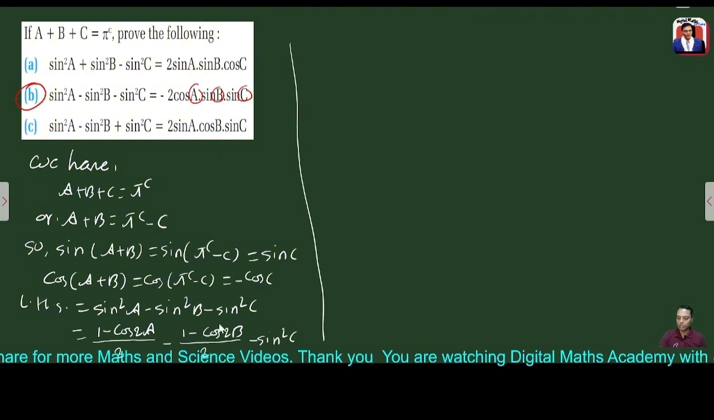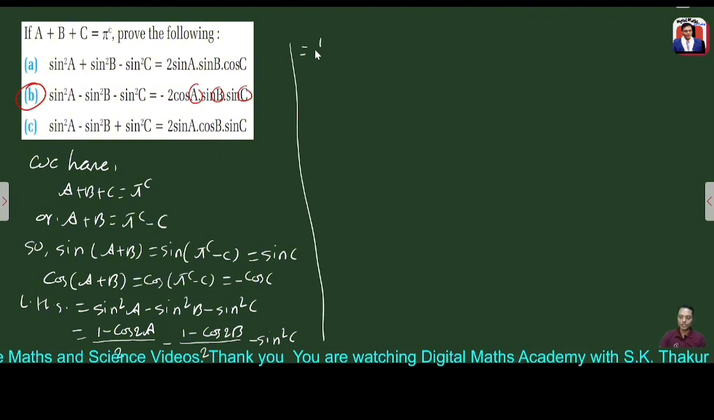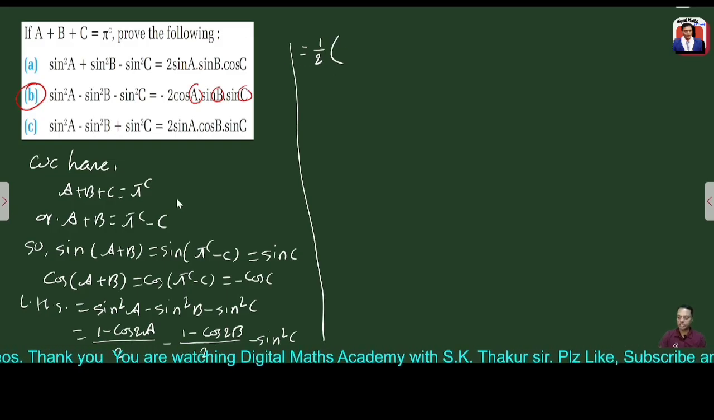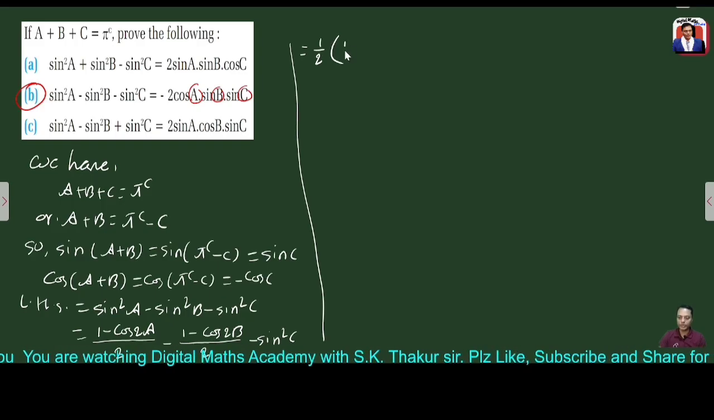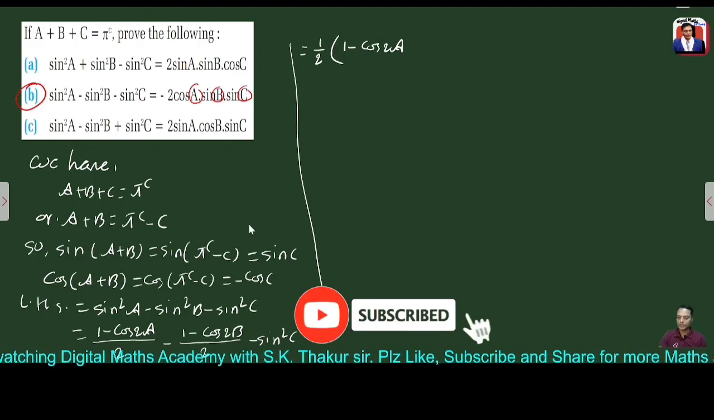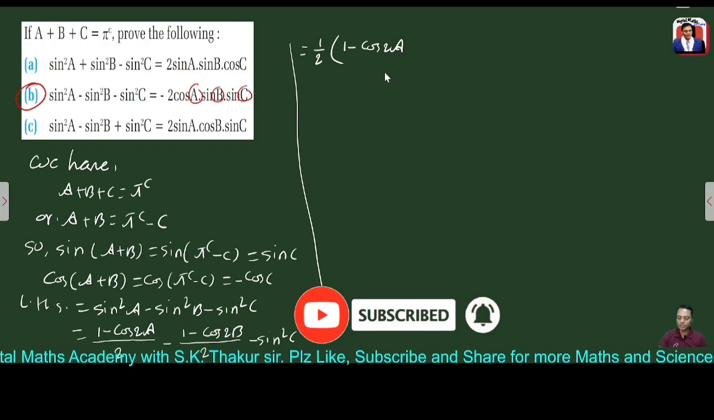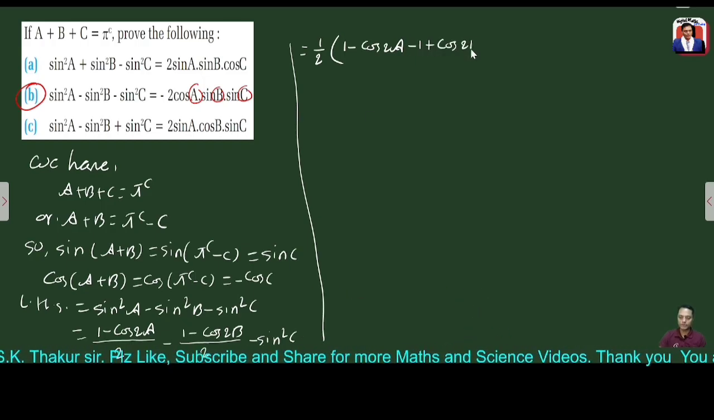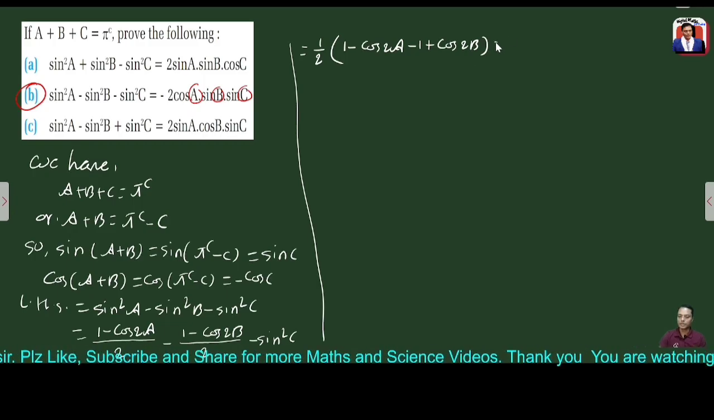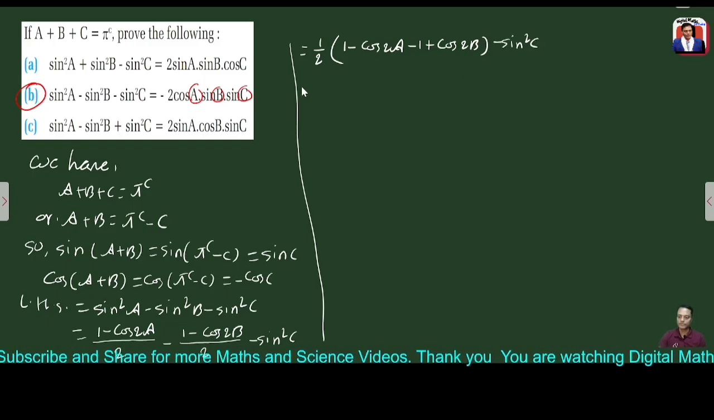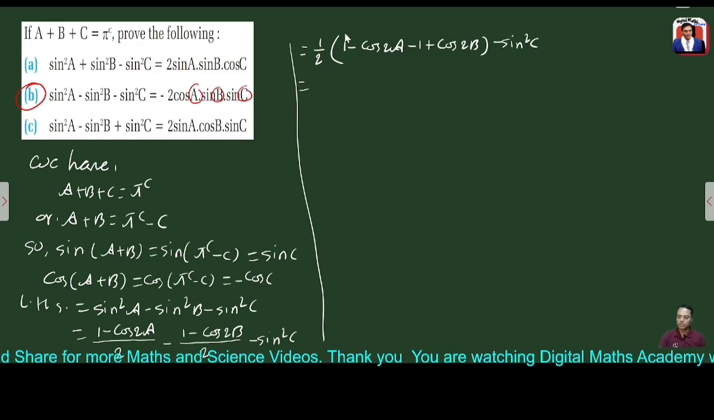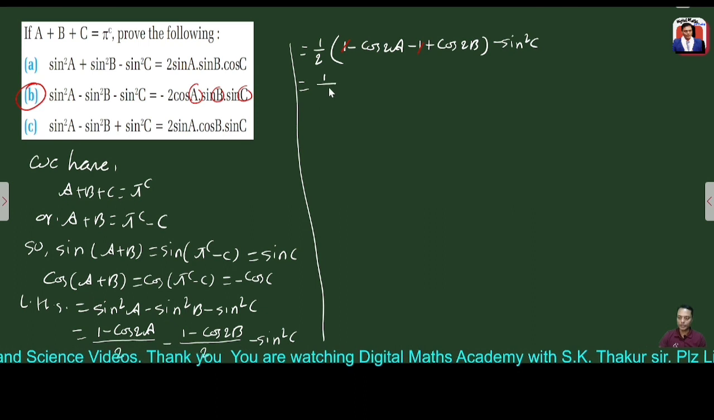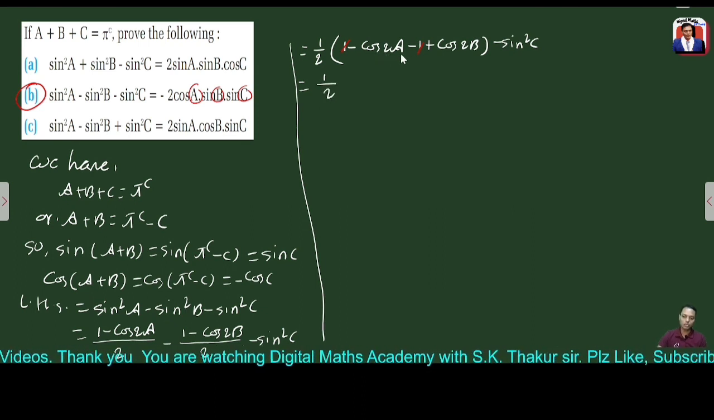After that, this 1 by 2 we write at first as LCM. Then inside the bracket we see here we have 1 minus cos 2A, and when you open this bracket by minus, then it becomes minus 1, and minus minus plus cos 2B, that's cos 2B, and minus sine square C will be at last. Then we see here plus 1 and minus 1 will cancel. Then remaining we have here 1 by 2, and here minus cos 2A and plus cos 2B.